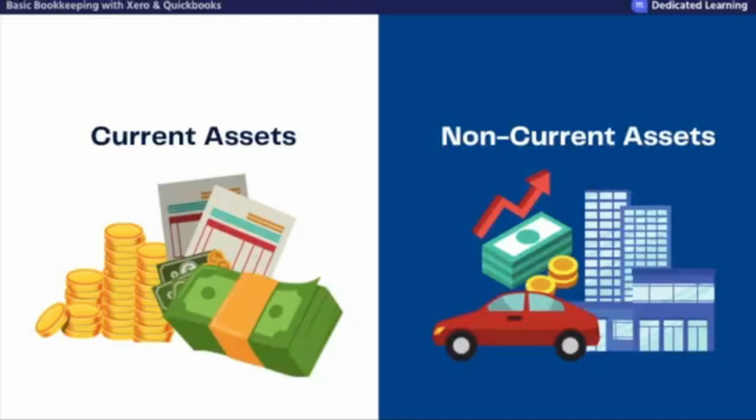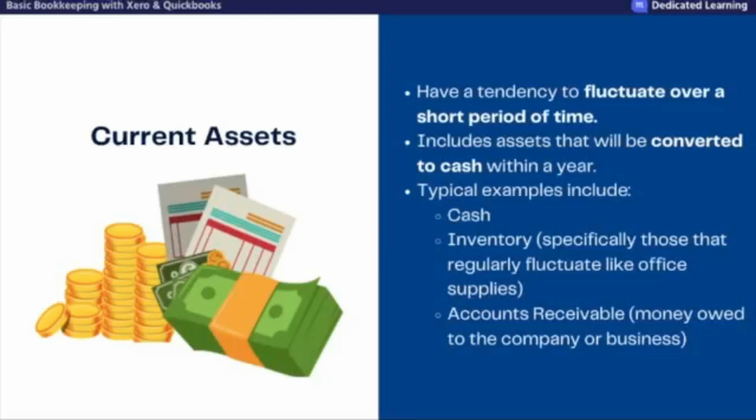Now, assets can be divided further into two categories: current assets and non current assets. Current assets are those that have a tendency to fluctuate over a shorter period of time or those that will be converted to cash within 1 year. In terms of a business or a company, typically this could include your cash, so cash accounts, literal cash, inventory, typically those that regularly fluctuate, such as office supplies, or accounts receivable, money that is owed to the company or the business that you or your client owns.